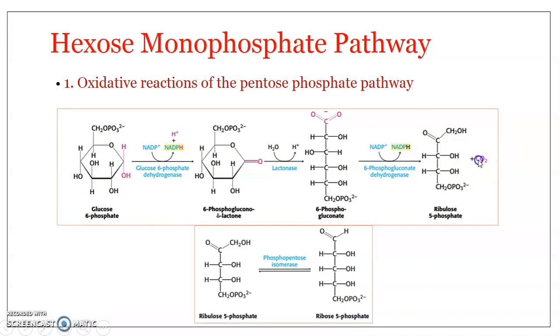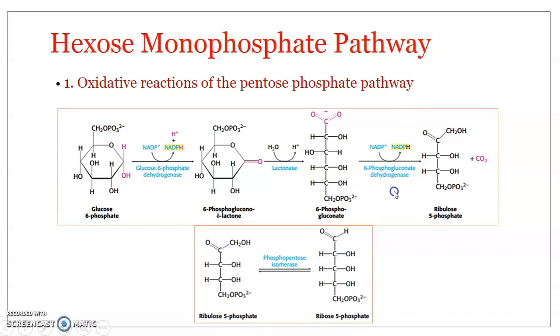Since a carbon is released, what happens? Till here it is a 6-carbon compound, isn't it? Here you have 6 carbons in the chain, right? But when one carbon is released as carbon dioxide, it will become a pentose. So the 6-carbon 6-phosphogluconate is getting converted to 5-carbon ribulose 5-phosphate by decarboxylation and oxidation. The reaction is catalyzed by 6-phosphogluconate dehydrogenase. As already mentioned, it is an NADP-dependent enzyme, and it also requires magnesium or manganese ions, the presence of these ions.